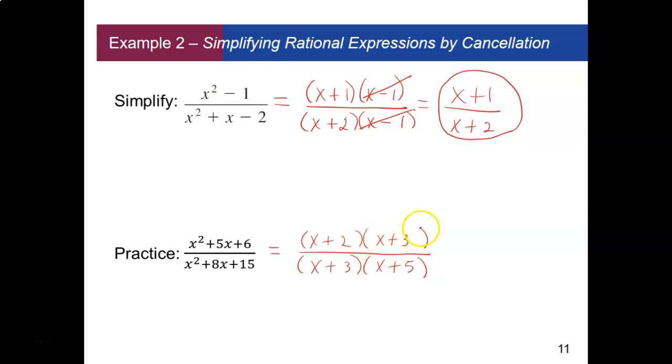Okay, we see a set of common factors here, and so we're going to be left with x plus 2 over x plus 5. It doesn't have to just be one set of common factors. It can be many. I will say if everything in the numerator cancels off, you need to leave a 1 in the numerator as a placeholder.